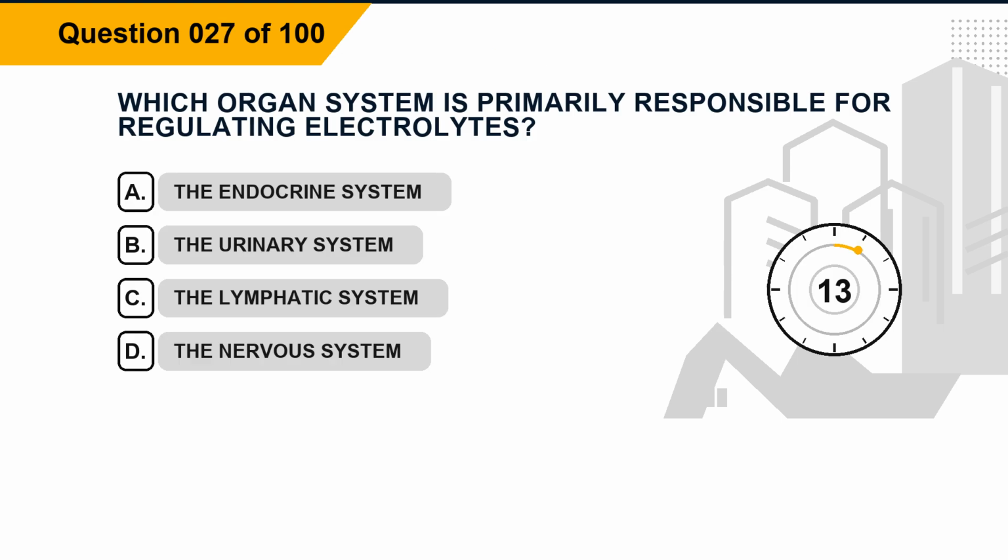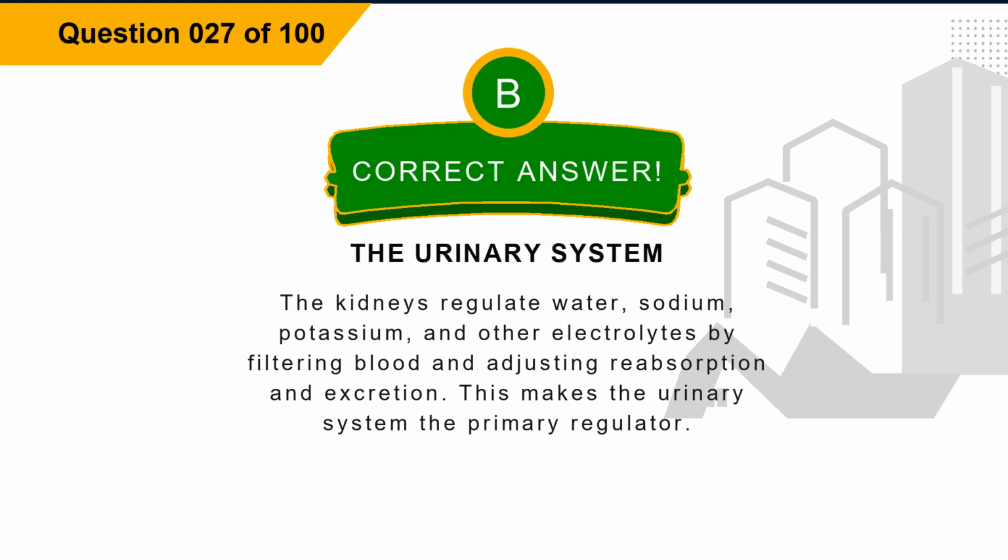Question 27. Which organ system is primarily responsible for regulating electrolytes? Option A, the endocrine system. Option B, the urinary system. Option C, the lymphatic system. Option D, the nervous system. The correct answer is option B, the urinary system. Explanation. The kidneys regulate water, sodium, potassium, and other electrolytes by filtering blood and adjusting reabsorption and excretion. This makes the urinary system the primary regulator.